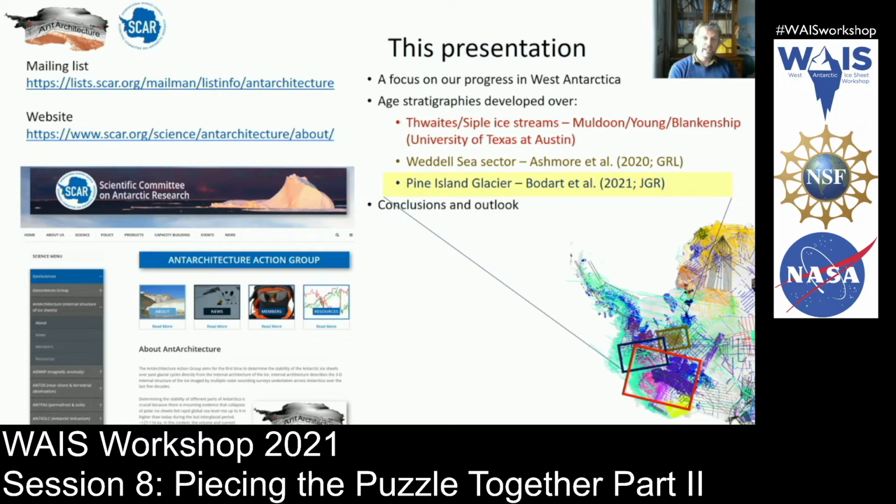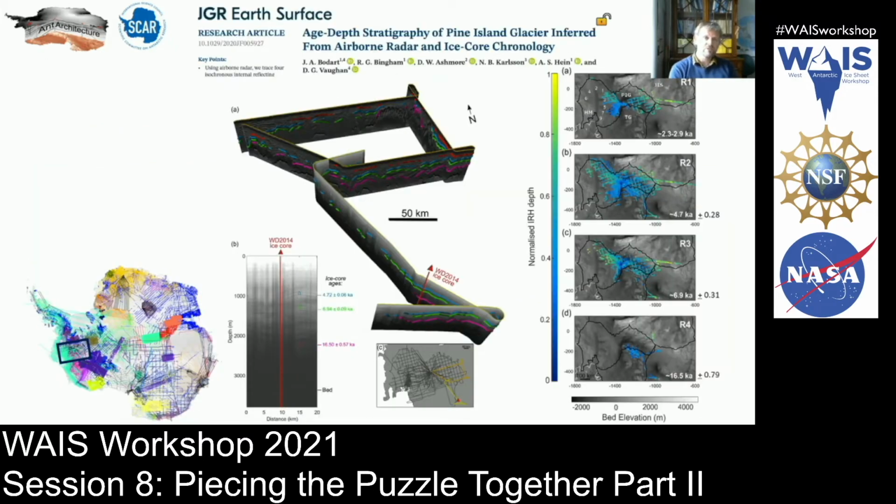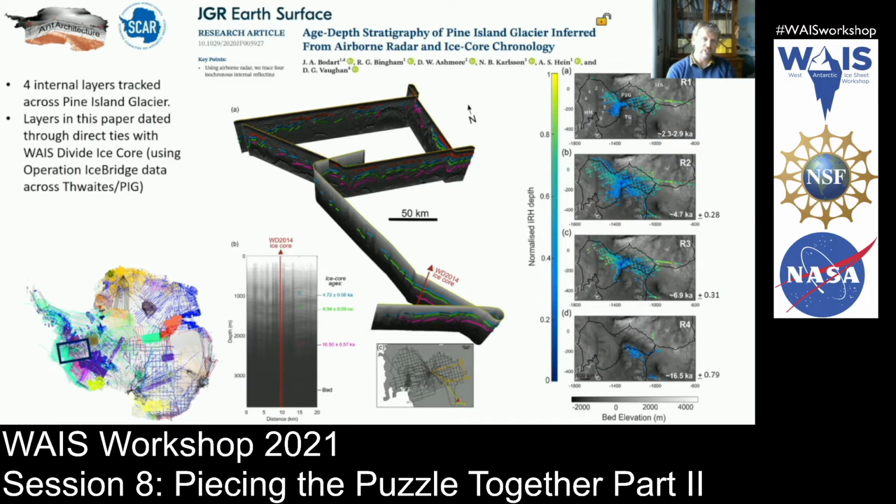We'll now move finally to Pine Island Glacier and the recent work led and published by Julian Bodart along with myself and colleagues. Julian looked at data collected by the British Antarctic Survey across Pine Island Glacier, but also linking it into internal layers that were imaged in Operation IceBridge, which allowed us to make a connection to the WAIS Divide ice core and put direct ages on these layers, which we could then link back into those measured across the Institute Möller ice stream by Dave Ashmore and co that I've just discussed.